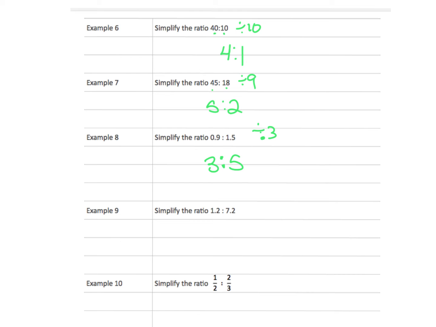Same thing with 1 and 2/10, 7 and 2/10. I'm going to take out the decimals. Think of it as 12 and 72. And I'm going to divide by that 12, or in this case, 1 and 2/10 because of those decimals. And I get 1 to 6.